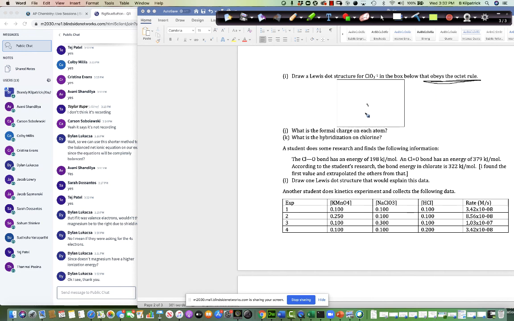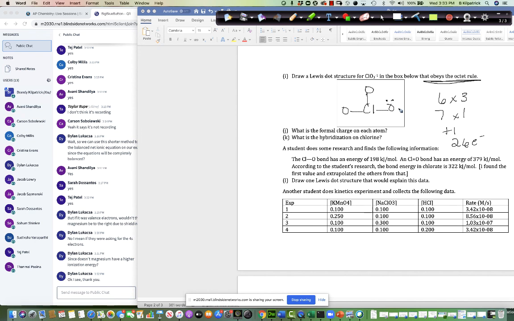So we have chlorine in the center, with oxygen, oxygen, oxygen. Oxygen has 6 valence electrons. Chlorine has 7. But this is a -1, so you have to add 1. That means you're going to have 26 electrons total. Do that first if you're going to draw a Lewis structure.